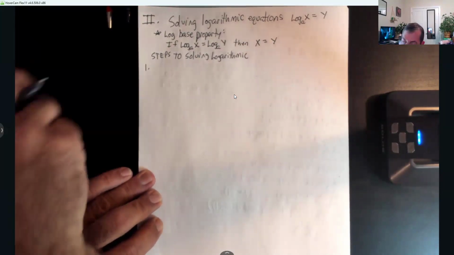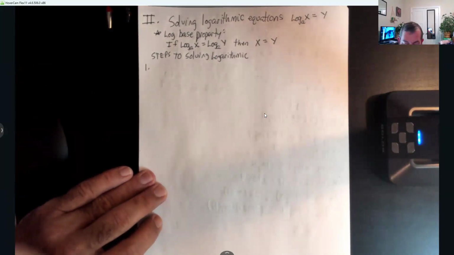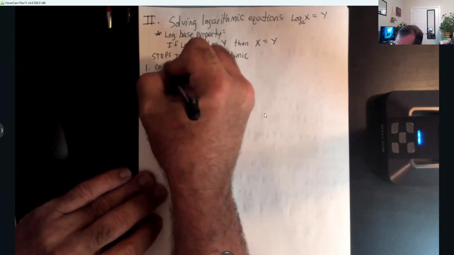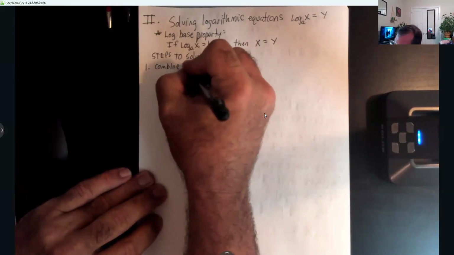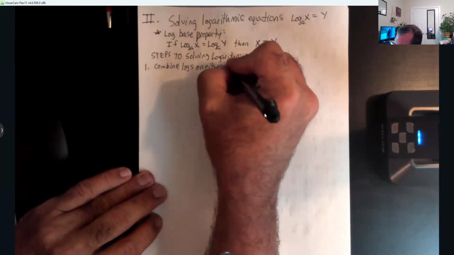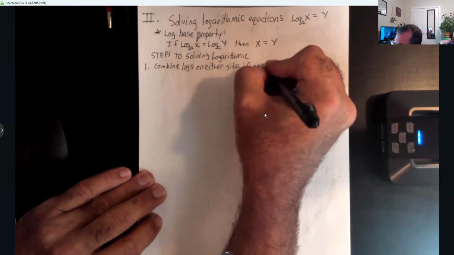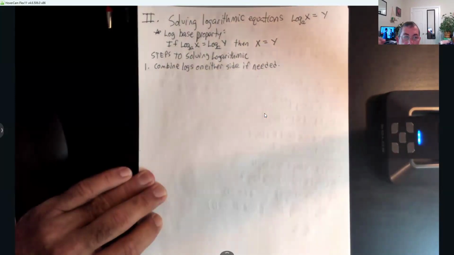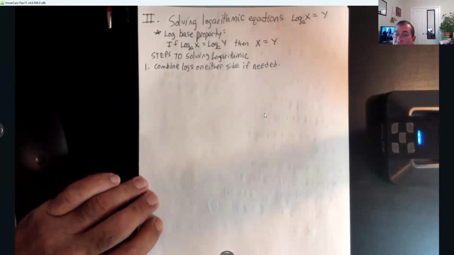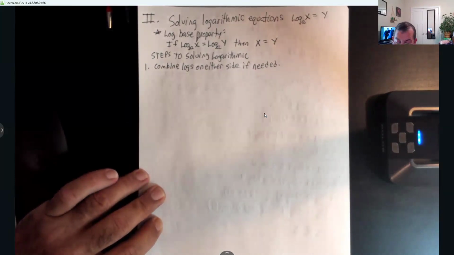Now, the first thing you got to do, no matter what, if needed, you got to combine logs on either side of the equals. So combine logs on either side if needed. So if I got a log of something plus a log of something equal to whatever, I got to combine those two logs into a single logarithm.